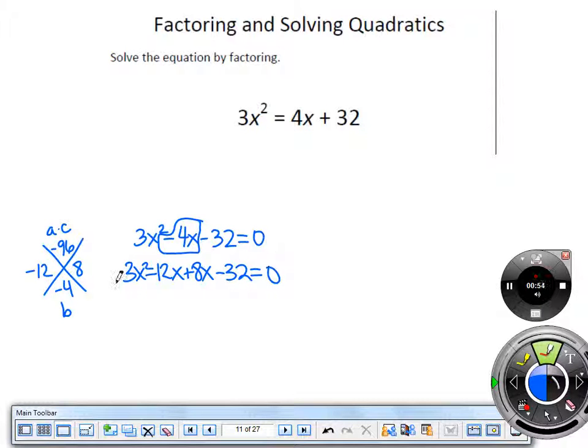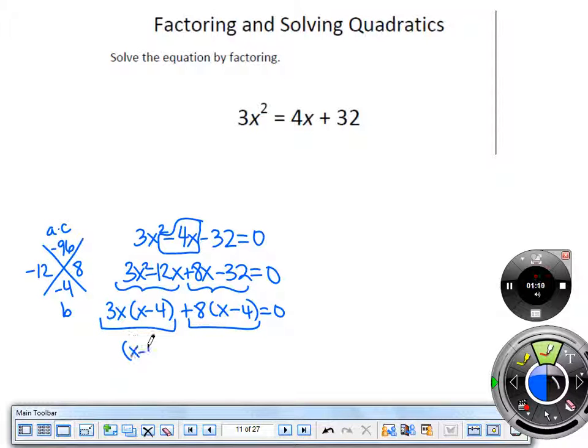And now we can factor by grouping because we have 4 terms. So we're going to view this as 2 groups where we take out the greatest common factor from each group. Now we're viewing this as 2 terms who have a common factor of x minus 4. And you would want to write it like this, saying x minus 4 is multiplying 3x in the first term, and in the second term it's multiplying plus 8.